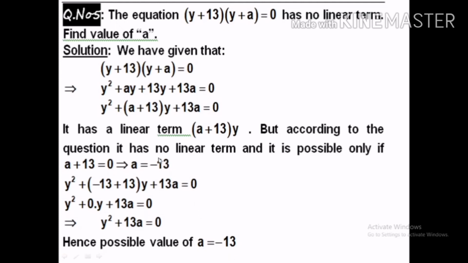That is, if a is minus 13, the linear term becomes 0 and the equation becomes a y square plus 13a is equal to 0, which shows that there is no linear term. Hence the result is proved.